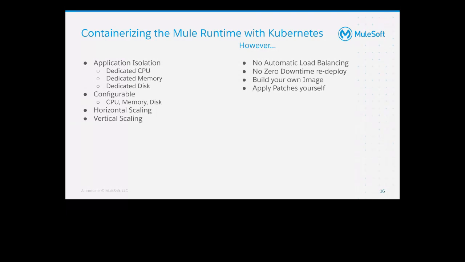The next one is a very obvious one, and that is that if you want to create containers with the Mule runtime, you would have to build your own image, starting with the operating system and the JDK, etc. And once you have that image, if there are updates and patches on the Mule runtime, you would have to apply those patches yourself. So you would have to take the newest patch or the newest release of the runtime, create a new image, and then redeploy applications with that new image to take advantage of the new patches. And that would lead to downtime unless you actually implement zero downtime redeploy in your containerized Kubernetes version of the runtime.